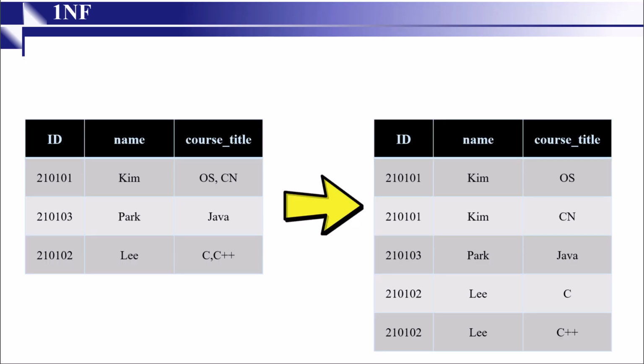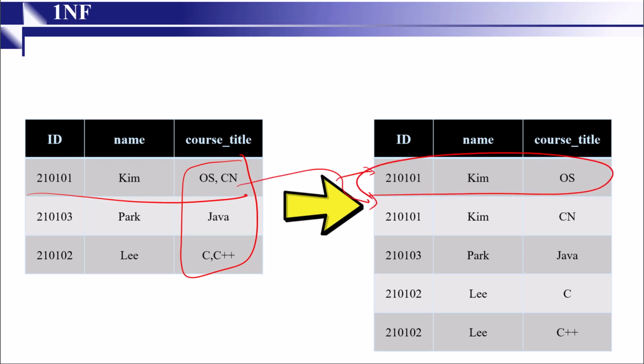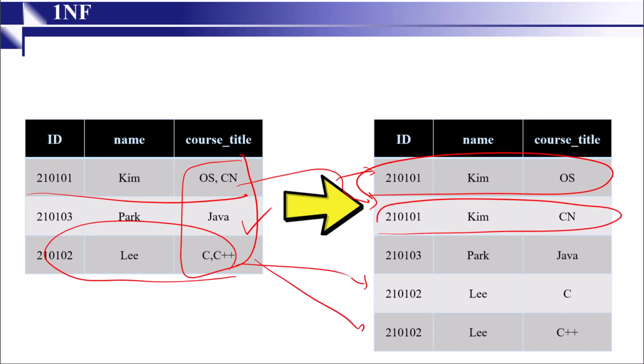So in here, we want to normalize this table, right? You can see here, one problem is here. We should split this record in two records. You can see OS is here, CN is here. But this one is okay. This one should be split in two records, C and C++.